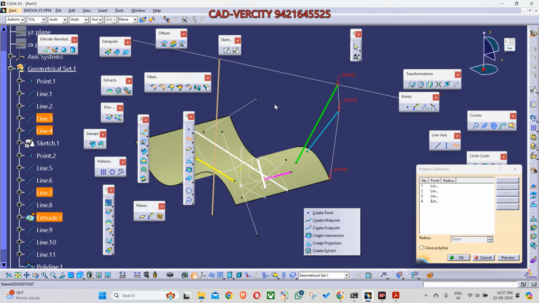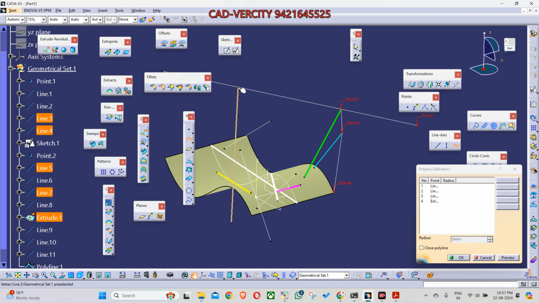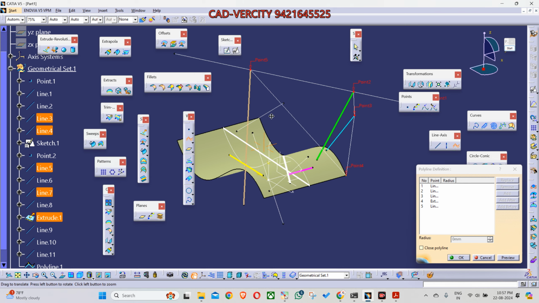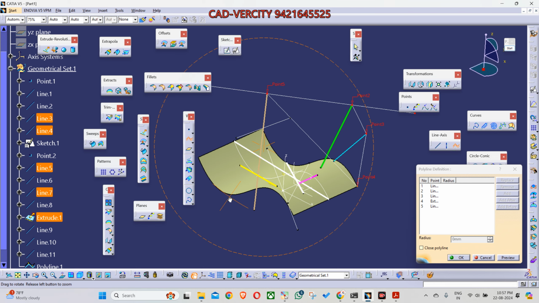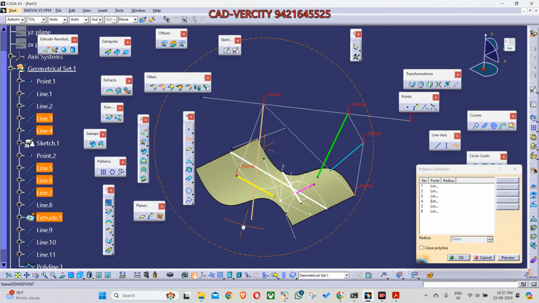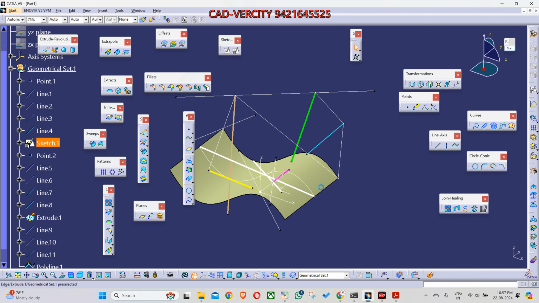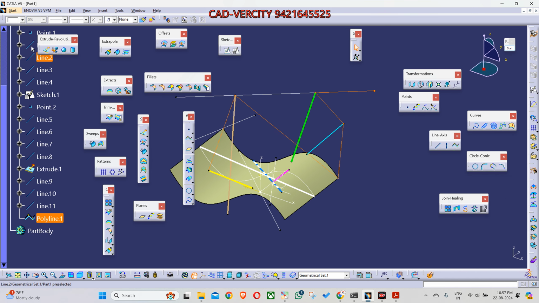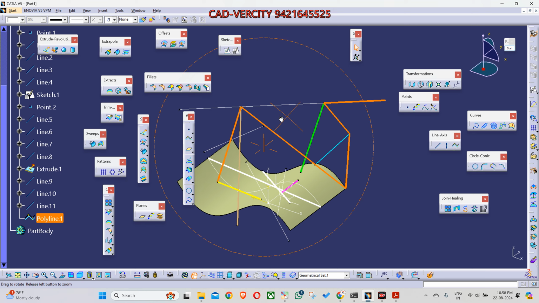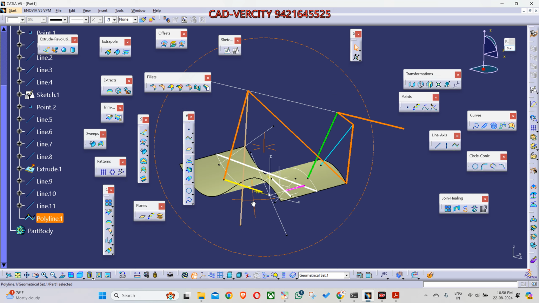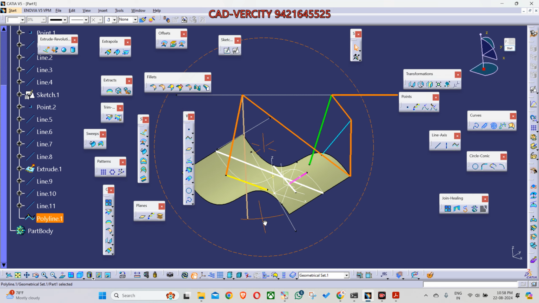Then the brown end point is my fifth point. Again, I will select the end point of yellow, the sixth point, the seventh point. Can you see? Press OK. I will change the representation. Can you see this polyline? What is polyline? Clear? Yes, sir.